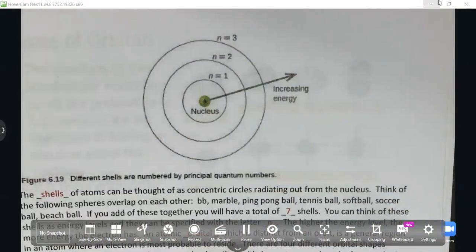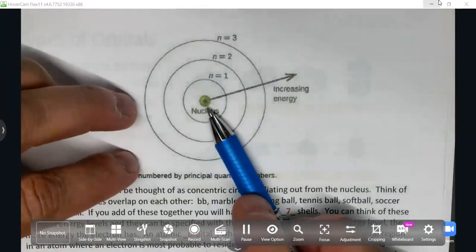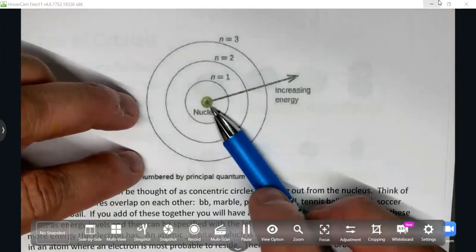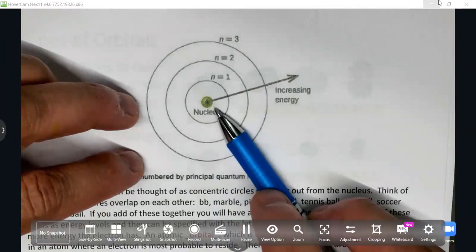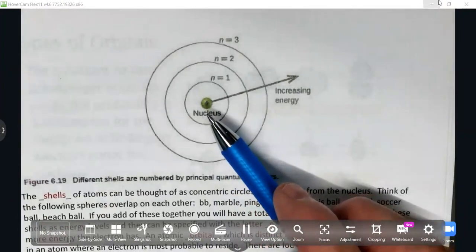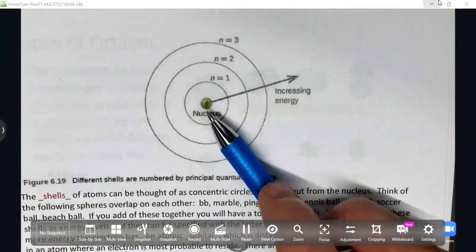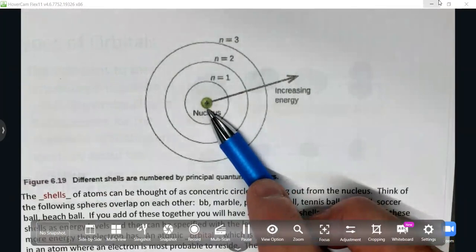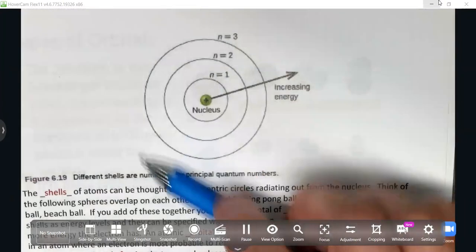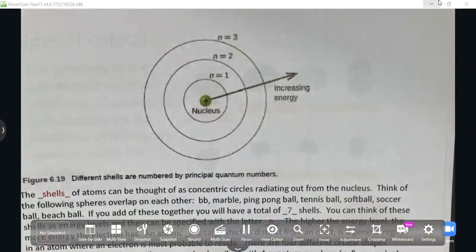I also want to reiterate that this is not drawn to scale. If they're going to make the nucleus that size, this ring that you see up on your screen right now would go clear to Water Street probably. This is way, way not anywhere near scale. The electron cloud, where the electrons are traveling around the nucleus, is just a tremendous amount of space.